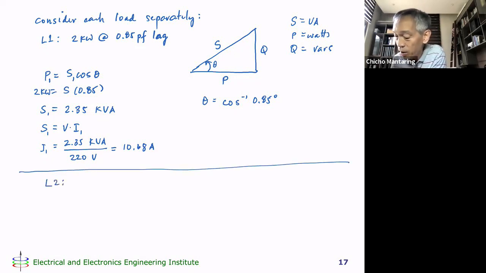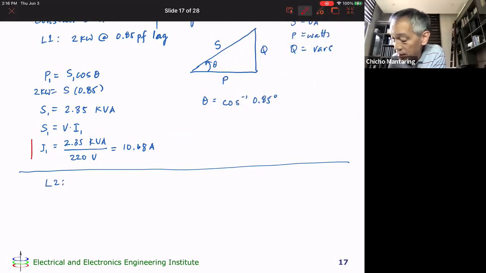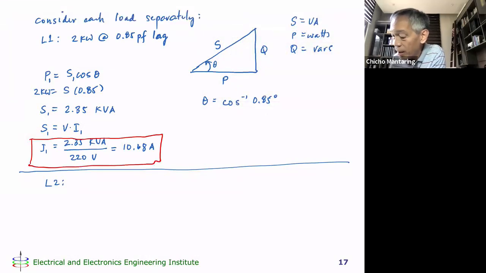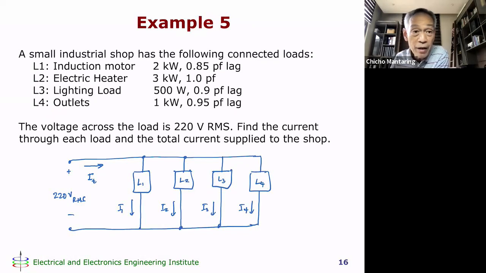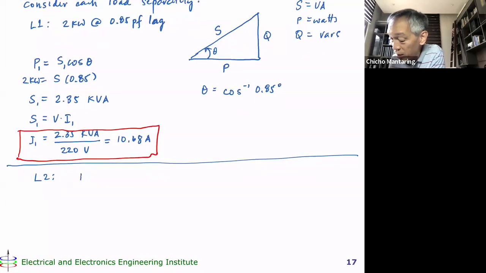Let's take a look at L2. So let me just remember this. Let me mark this: this is I1. Okay. Let's take a look at L2. L2, I have an electric heater, 3 kilowatts at 1 power factor. So P2 is equal to 3 kilowatts.